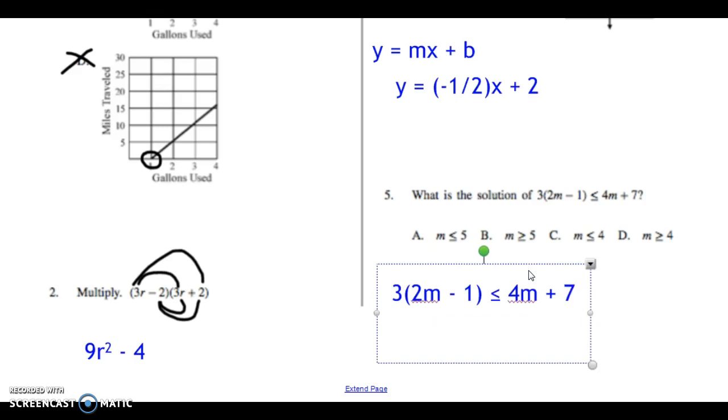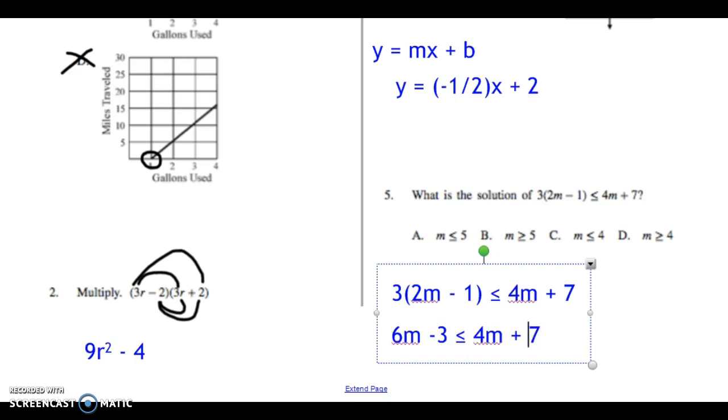My next step is to use the distributive property. 3 times 2m is 6m. 3 times negative 1 is negative 3. Not equals. It's got to be this less than or equal to, is less than or equal to 4m plus 7.